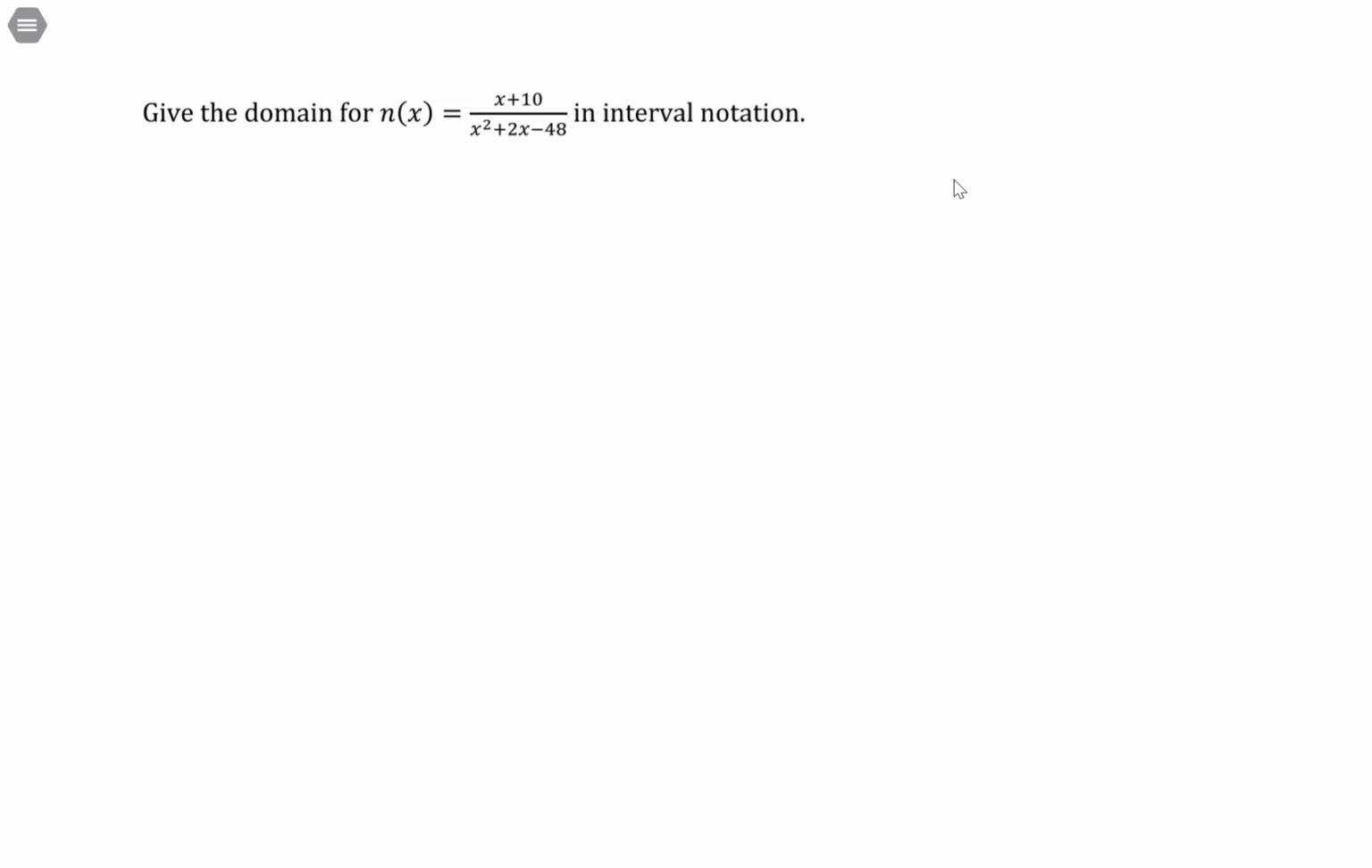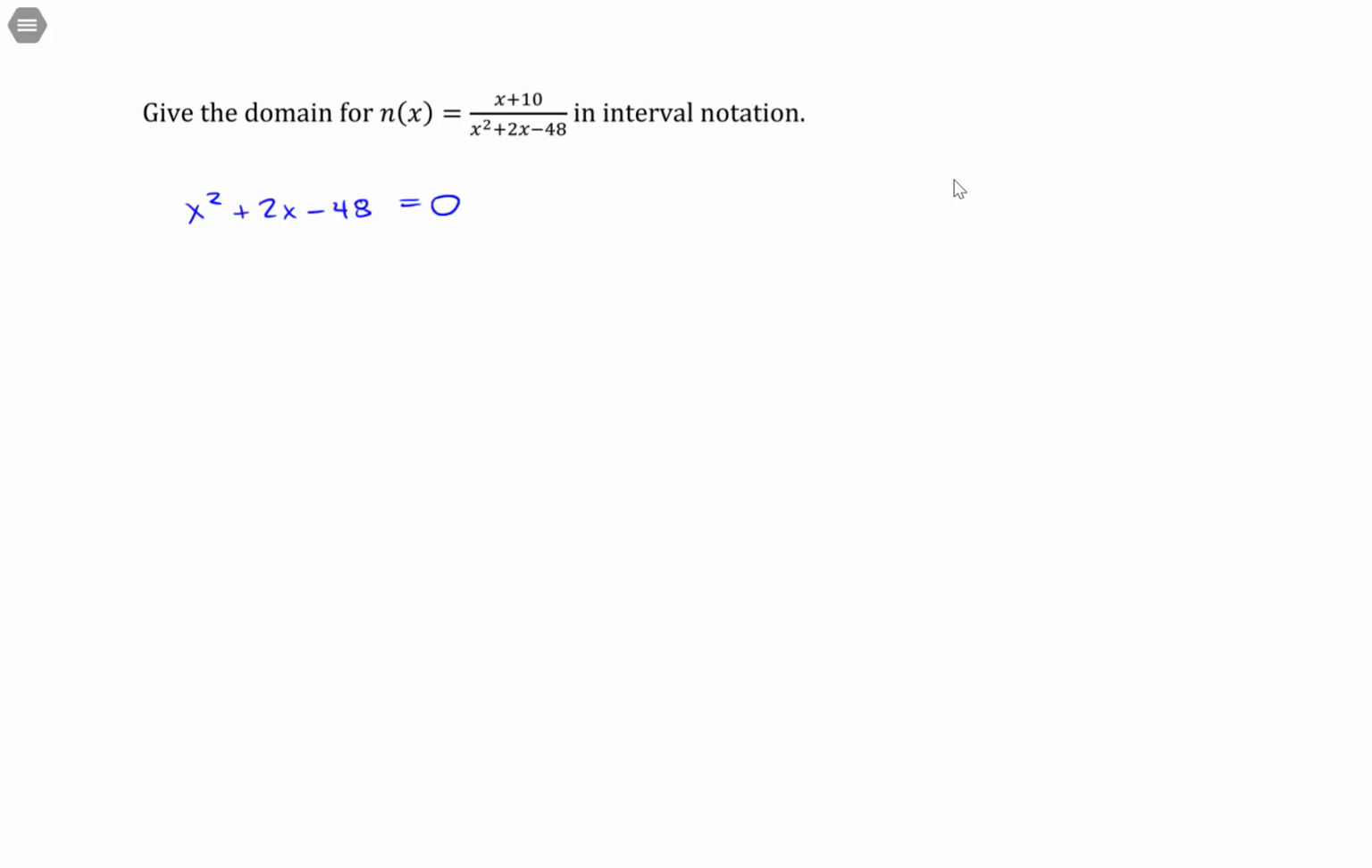Give the domain for n of x equals x plus 10 over x squared plus 2x minus 48 in interval notation. In order to find the domain, what we need to do is think about certain places where we could run into potential division by zero or square roots of negatives. So we could run into division by zero in this particular function if we had values such that the denominator, which is x squared plus 2x minus 48, happened to be equal to 0.